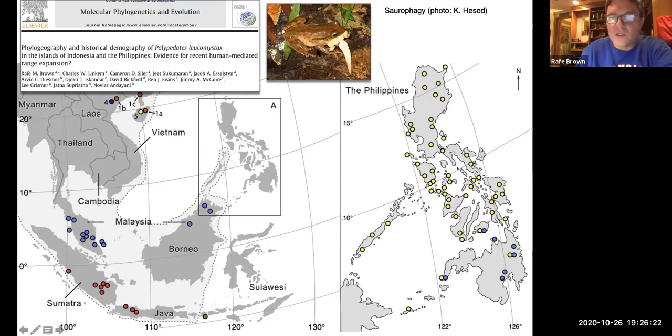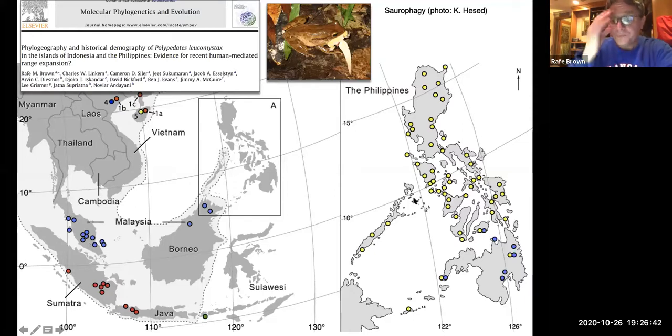Here's Polypedates leucomystax, which is ubiquitous in the country, munching on a house gecko. And they're voracious predators as well. And in this paper that we published years ago, it sort of set the tone for me. We had this big collaboration with our collaborators in Indonesia and lots of different people who had sampling from all these different areas. And we had amazing sampling in the Philippines.